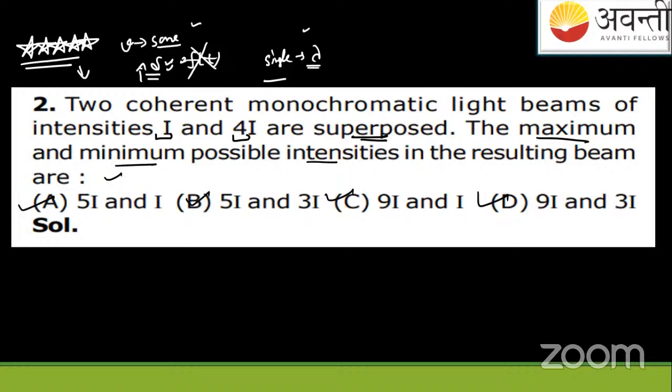Two coherent monochromatic light beams of intensities I and 4I are superposed. The maximum and minimum possible intensities in the resulting beam are what? Options: 5I and I; 5I and 3I; 9I and I; 9I and 3I. What is the option?